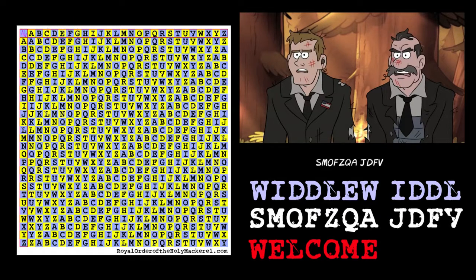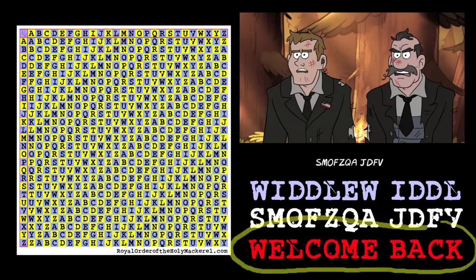Now let's decode the final four letters. I matches with J and decodes to B. D matches with D and decodes to A. D matches with F and decodes to C. And finally, L matches with V and decodes to K. That completes our final word and reveals the secret message, welcome back.